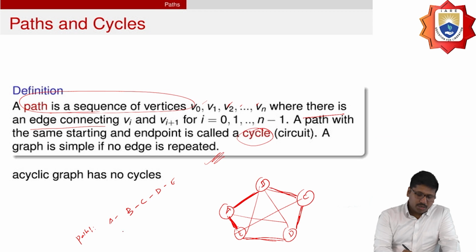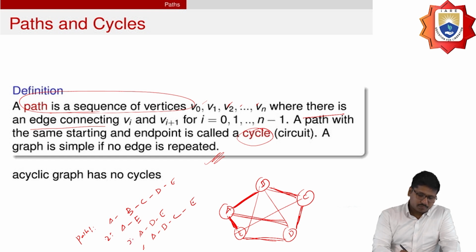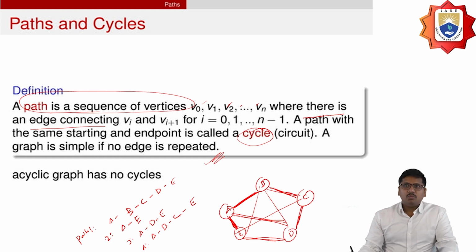Otherwise I can go directly. So path 2: A to E, and similarly I can go from A to D, D to E, and similarly I can also go A to B, B to C, C to D. So these will all be the paths here. The path is nothing but a sequence of vertices, whenever there is an edge connecting the vertices.